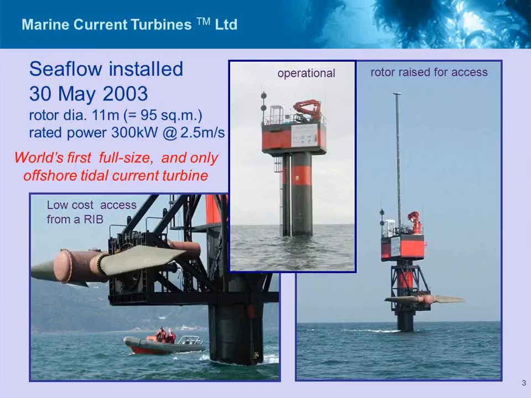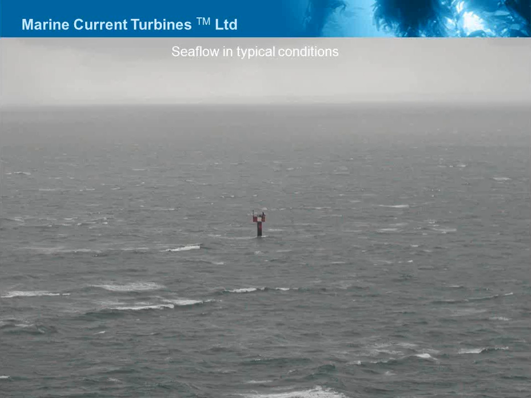In 2003, we installed a 300-kilowatt prototype device, Seaflow, on the north coast of Devon in England. This was eventually decommissioned in October 2009 after achieving all of its objectives. It was a 300-kilowatt device with an 11-meter diameter rotor, and was not grid connected. It ran on a low bank, but basically proved all of the fluid dynamics and proof of concept for the whole system, for the evolution to the next technology, which is the 1.2 megawatt SeaGen. Next slide, please.